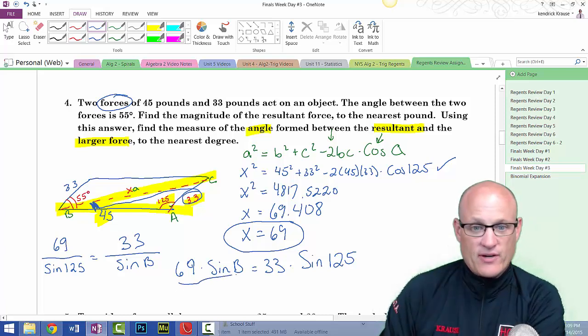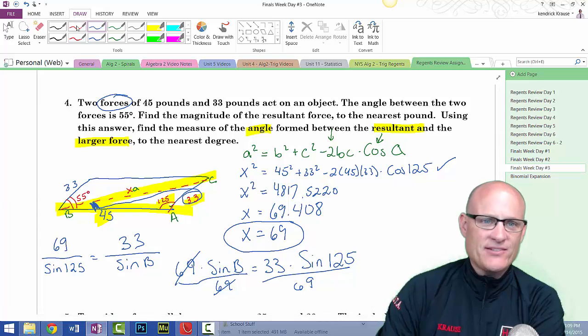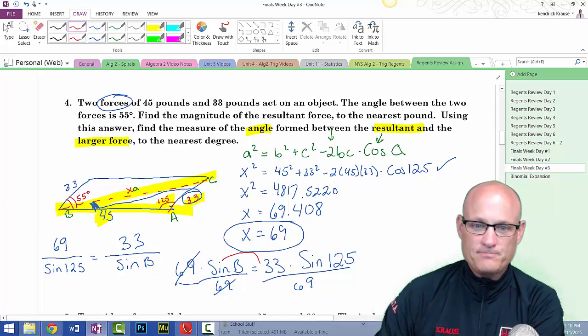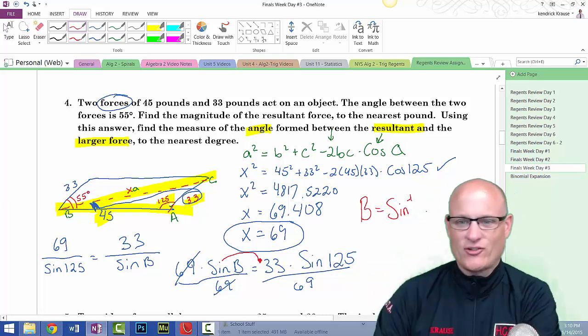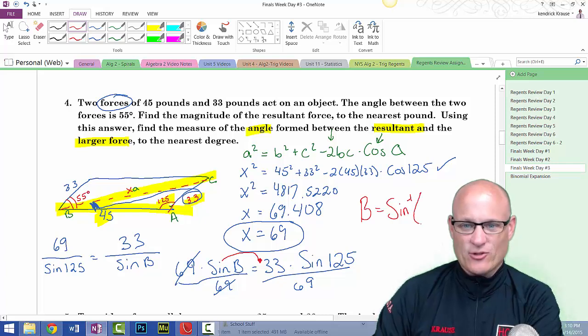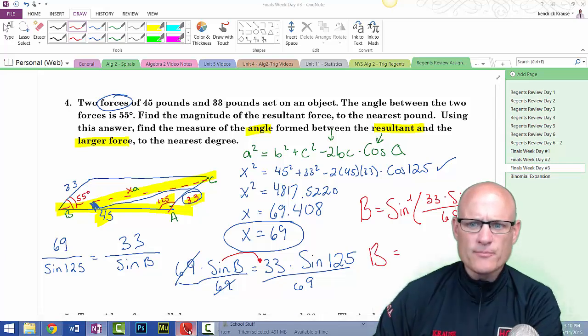Now I'm almost done. I'm getting there. I still need to get this B by itself, so I'm going to divide by 69 and divide by 69. And my last step is I need to get this sine over to the other side. When the sine goes to the other side, you'll remember that it really just changes into sine to the negative 1. It changes its sign, so to speak. And so I want to take inverse sine of 33 times the sine of 125 all over 69. And that is what I'm going to put in my calculator.